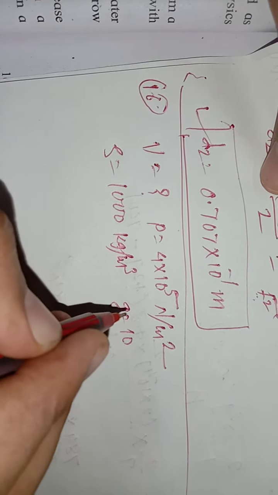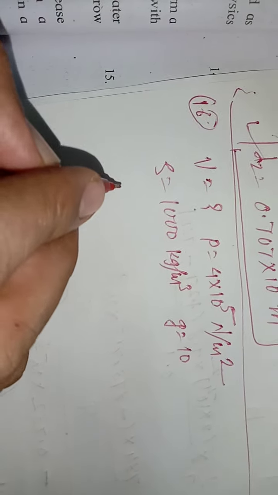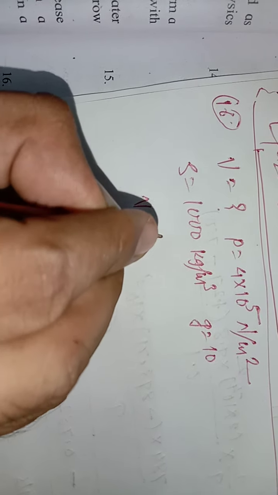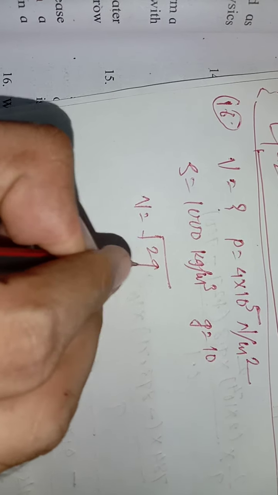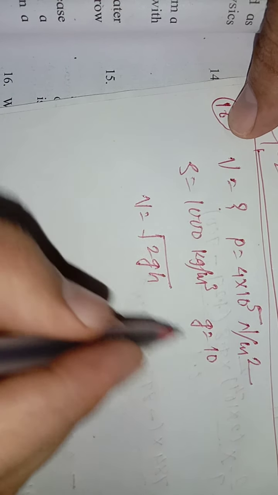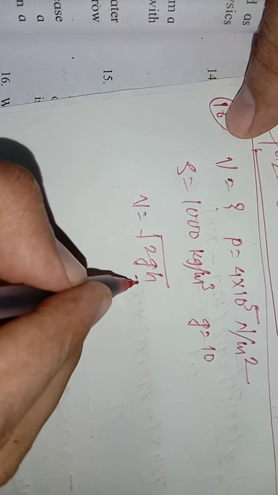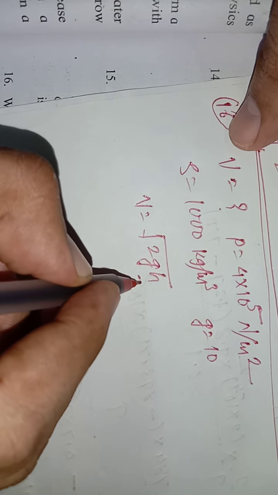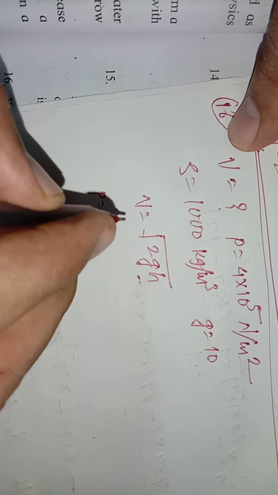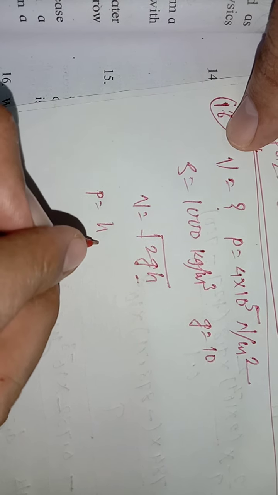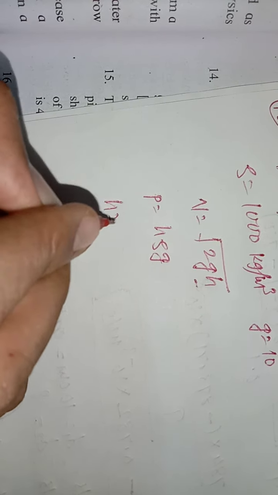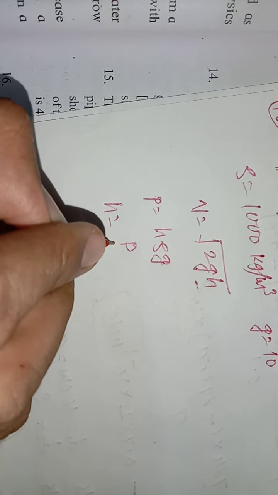g is equal to 10 meter per second square. So the formula for that velocity is v equal to under root 2gh. This is the formula. But here g is given, what about h? h is not given here, so we can use another formula, that is P is equal to h rho g. By using that formula we can write h is equal to P upon rho g.